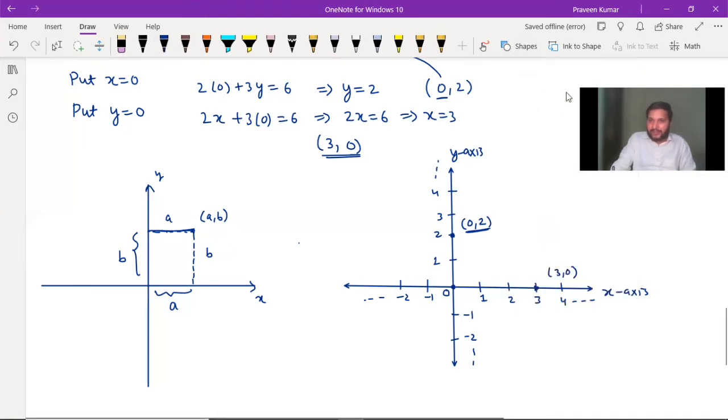So by joining these points, we will get a line like this.